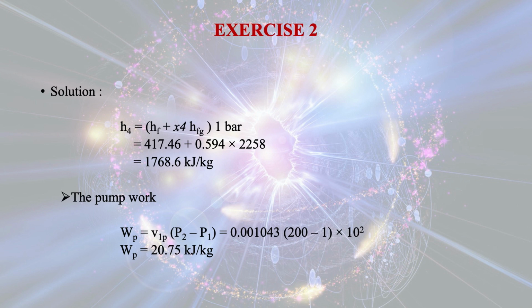Now the pump work WP is equal to V1 multiplied by P2 minus P1, that comes out to be 20.75 kilojoule per kg. But you have to be very careful while putting the values and the conversions of joule to kilojoule. If you want to convert joule to kilojoule, you know very well that you have to divide by 1000. Now we have to calculate heat added.